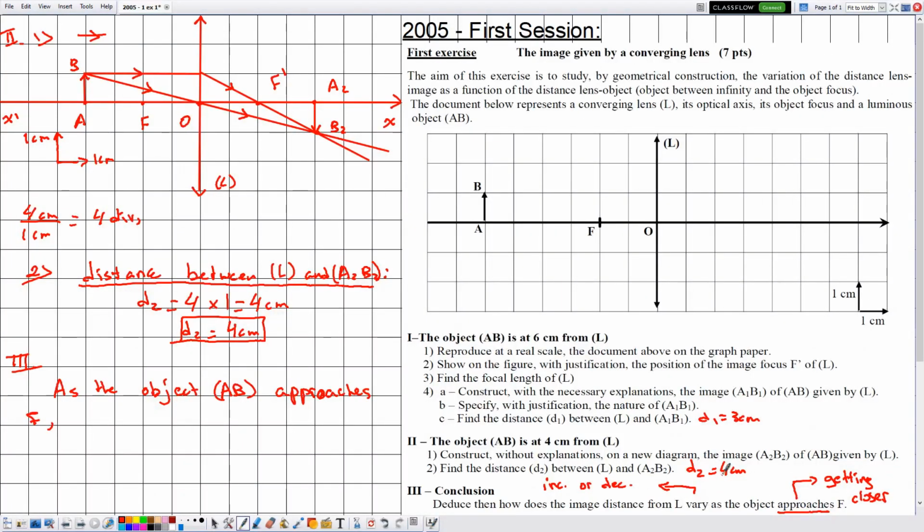So as you can notice, D2 is larger than D1, which means that the distance between the lens and the image has increased. So this means the distance lens image increases. And by this we have finished solving this exercise. Hope it was beneficial for you guys out there watching it, and see you soon in another one.